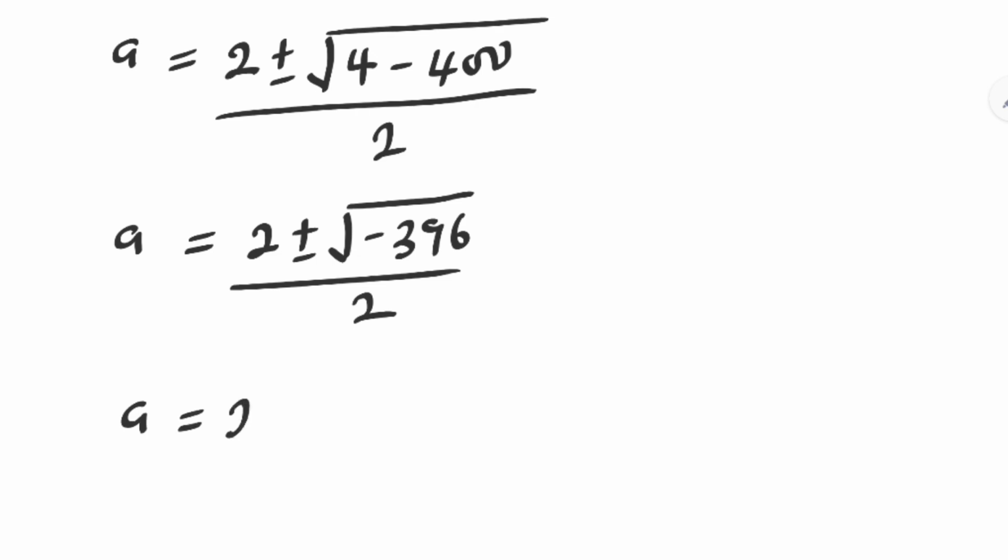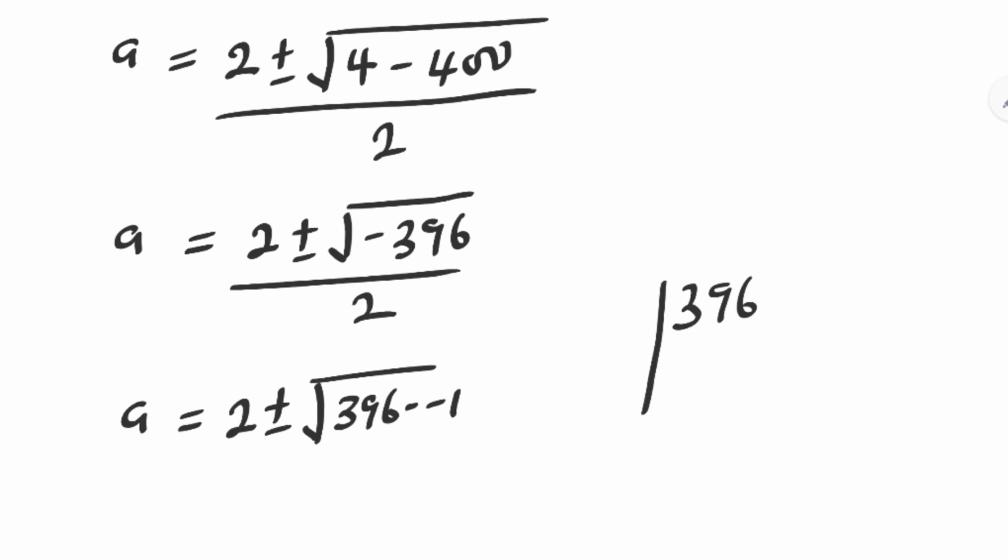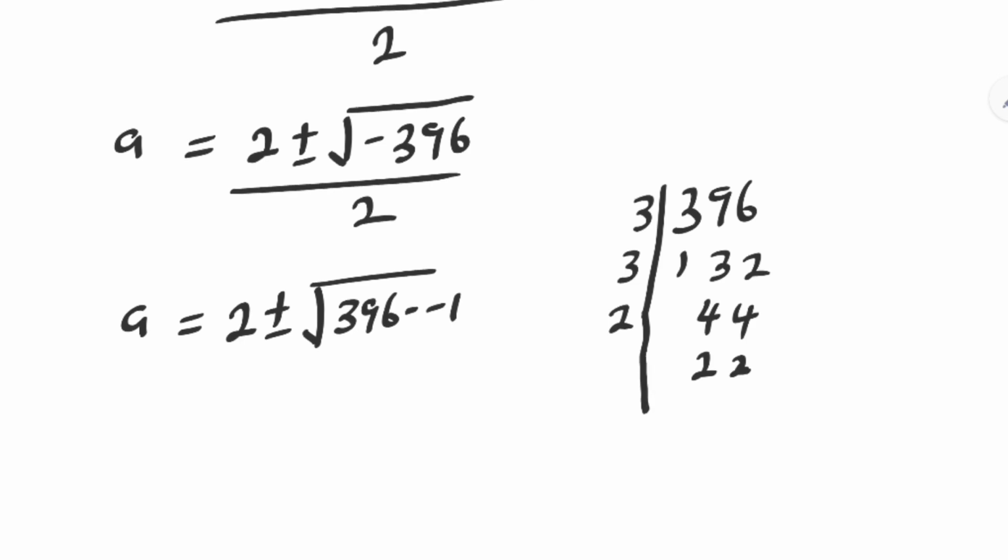a is equal to 2 plus or minus square root of minus 396, which can be written as square root of 396 multiplied by minus 1. 396, let's see, this is divisible by 3. Then we have 132. And 132 is divisible by 3. This is 44. 44 is divisible by 2. This is 22. 22 is divisible by 2. This is 11.